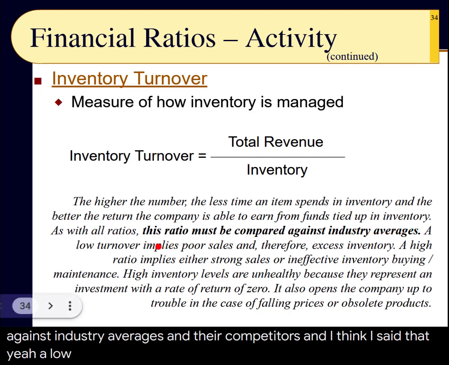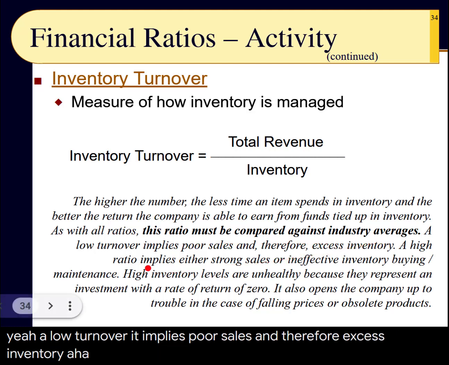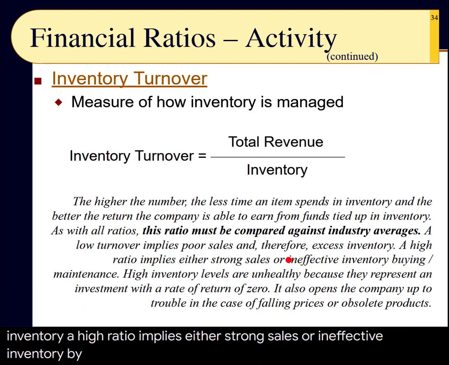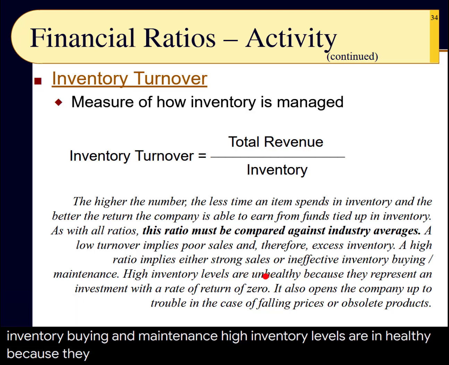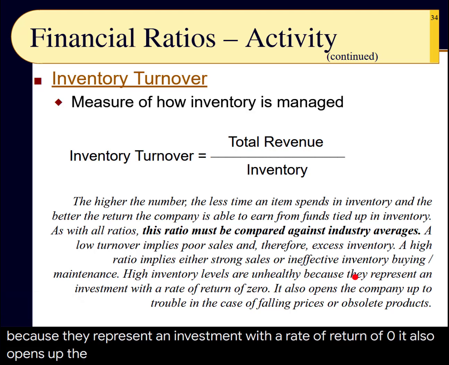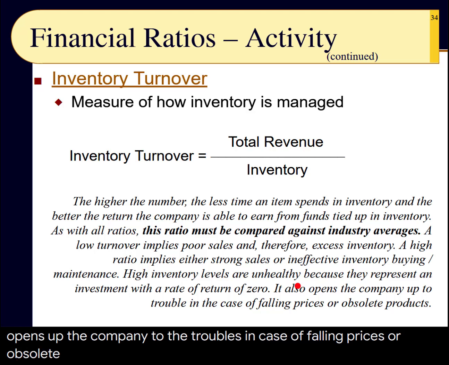A low turnover implies poor sales and therefore excess inventory. A high ratio implies either strong sales or ineffective inventory buying and maintenance. High inventory levels are unhealthy because they represent an investment with a rate of return of 0. It also opens up the company to troubles in case of falling prices or obsolete products.